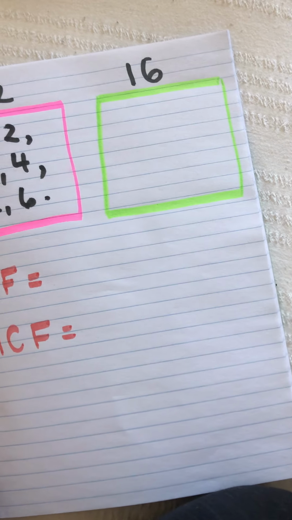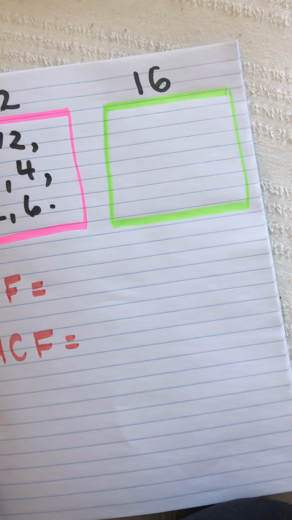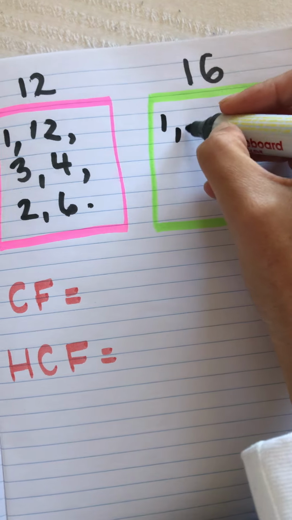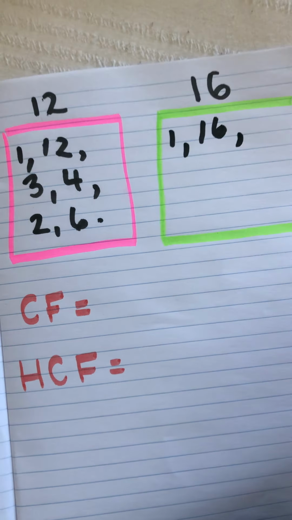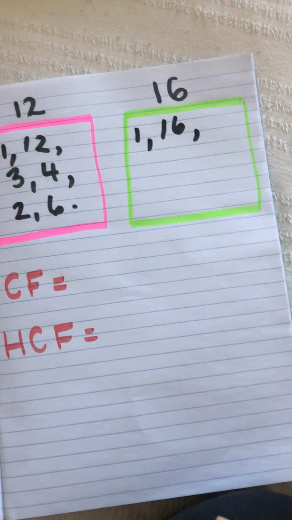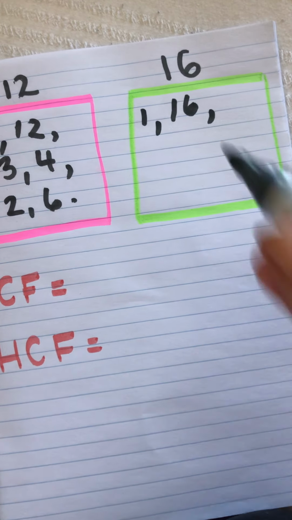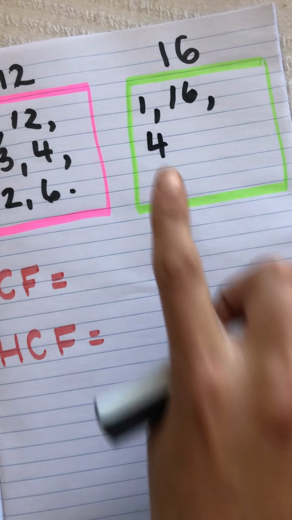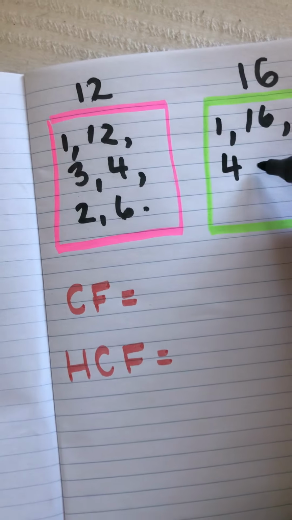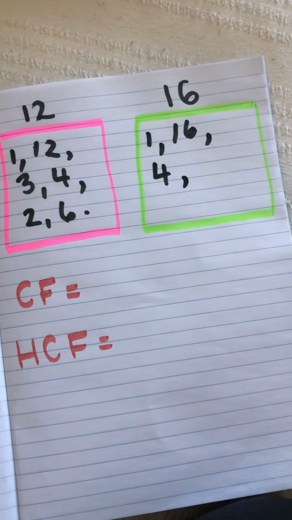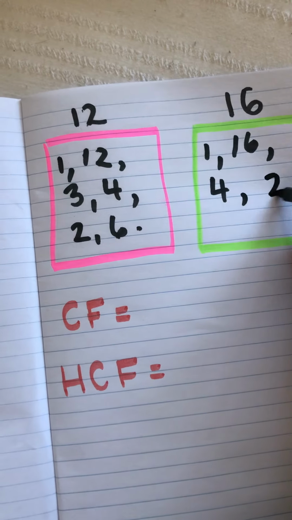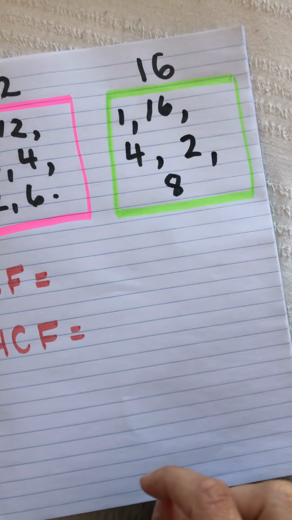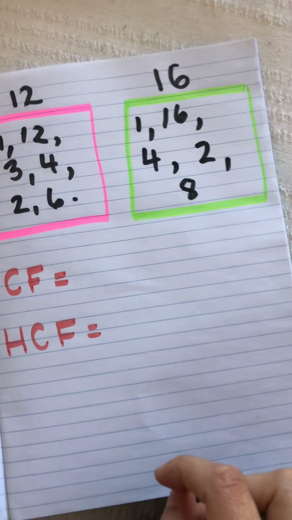So I need to think about what other numbers can I multiply together to get the number 16. Now, like I said, start off with the easiest one. You can always times that number by 1 to get your product. So 1 times 16. What other numbers can I times together to get 16? I can have 4 times 4. If I have 4 times 4, I don't need to write the 4 twice. I'm just going to put 4 down there once, and it's still a factor. All right. And then I can also have 2, and I can times it by 8. So all my factors for 16 are 1, 16, 4, 2, and 8.